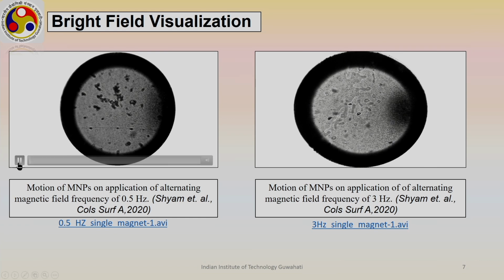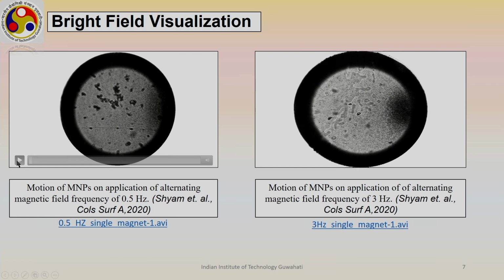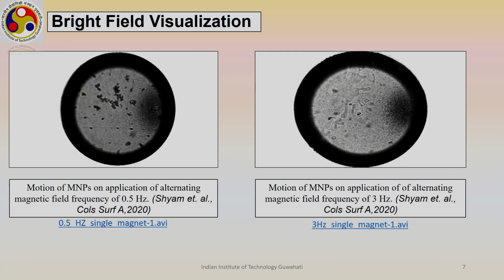But if we now compare this one, what we can see is that the frequency is 0.5 hertz. So, the time gap between two consecutive repulsion and attraction is relatively higher, and as a result we can clearly see the difference: particles are getting attracted and then again they are getting repelled. So, this is what we have observed using bright field visualization. As I said, this is very important to have a qualitative picture.